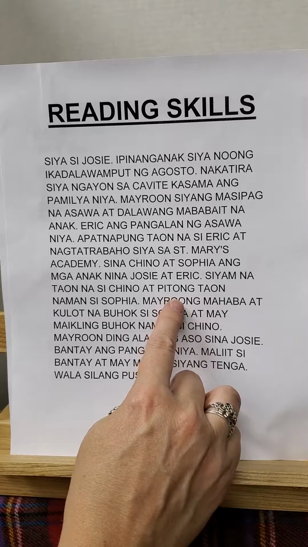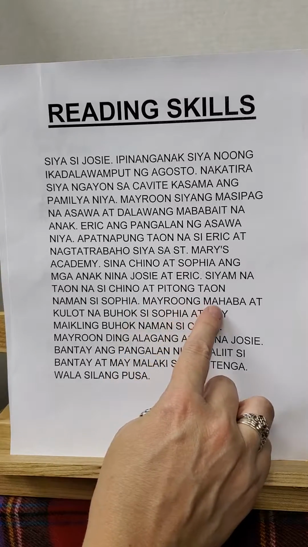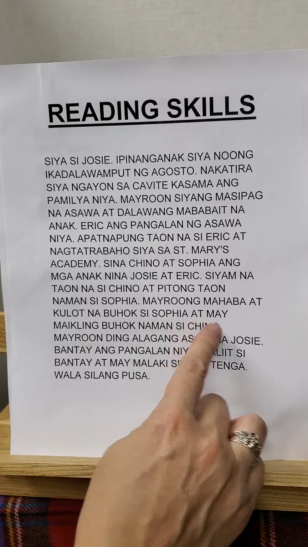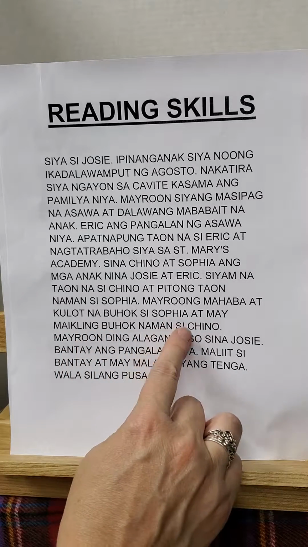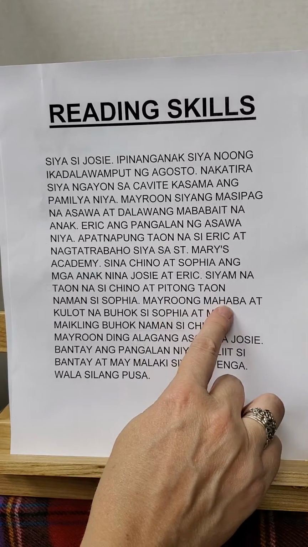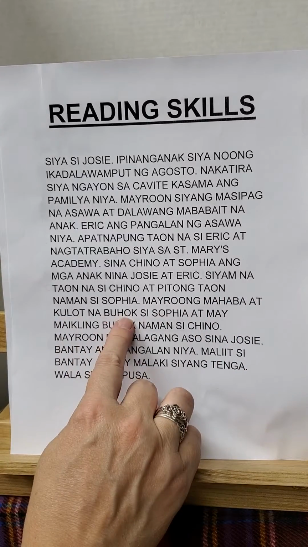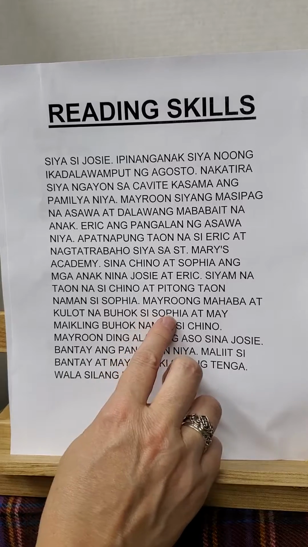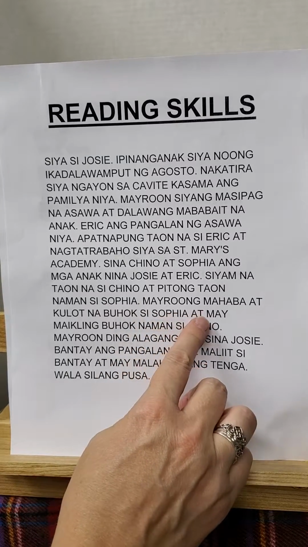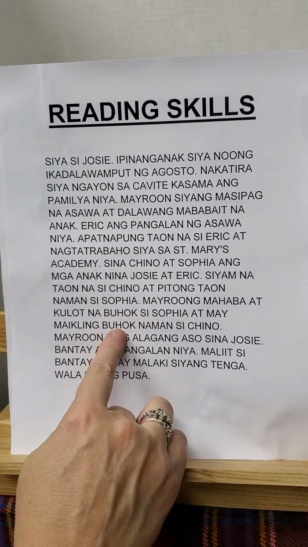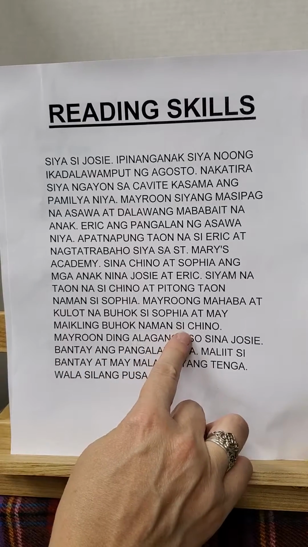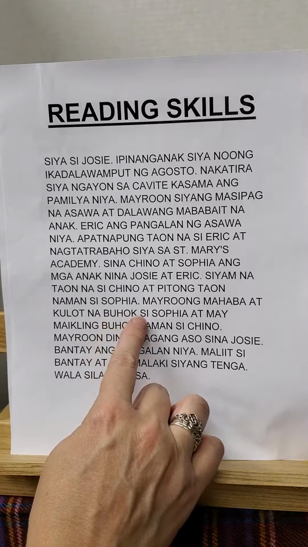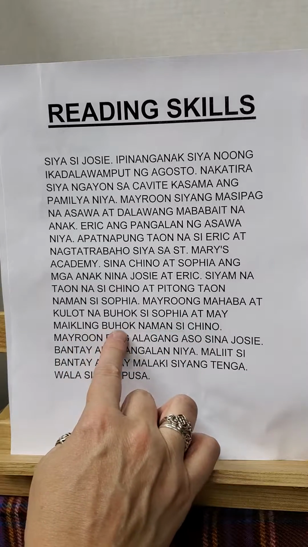Mayroong mahaba at kulot na buhok si Sophia at may maikling buhok naman si Chino. So have long and curly hair, that has to be connected somehow, right? So that would be na, the connector word. Si Sophia. So Sophia has long and curly hair and have short hair, emphasis, Chino.